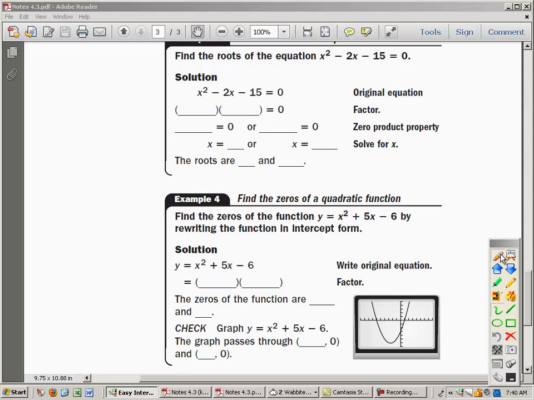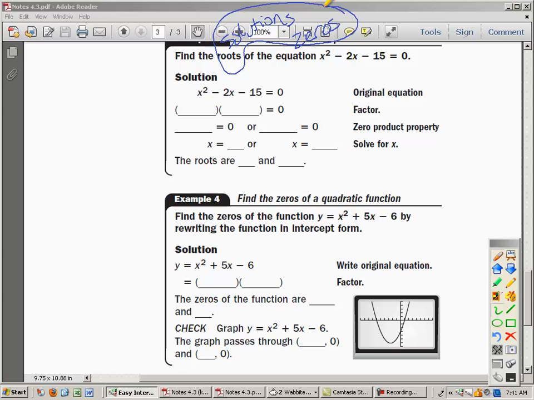It says find the roots of the equation x squared minus 2x minus 15 equals 0. So again, the roots, the solutions, the zeros, whatever. All of these mean the exact same thing. Talking about the exact same thing. So x squared minus 2x minus 15.